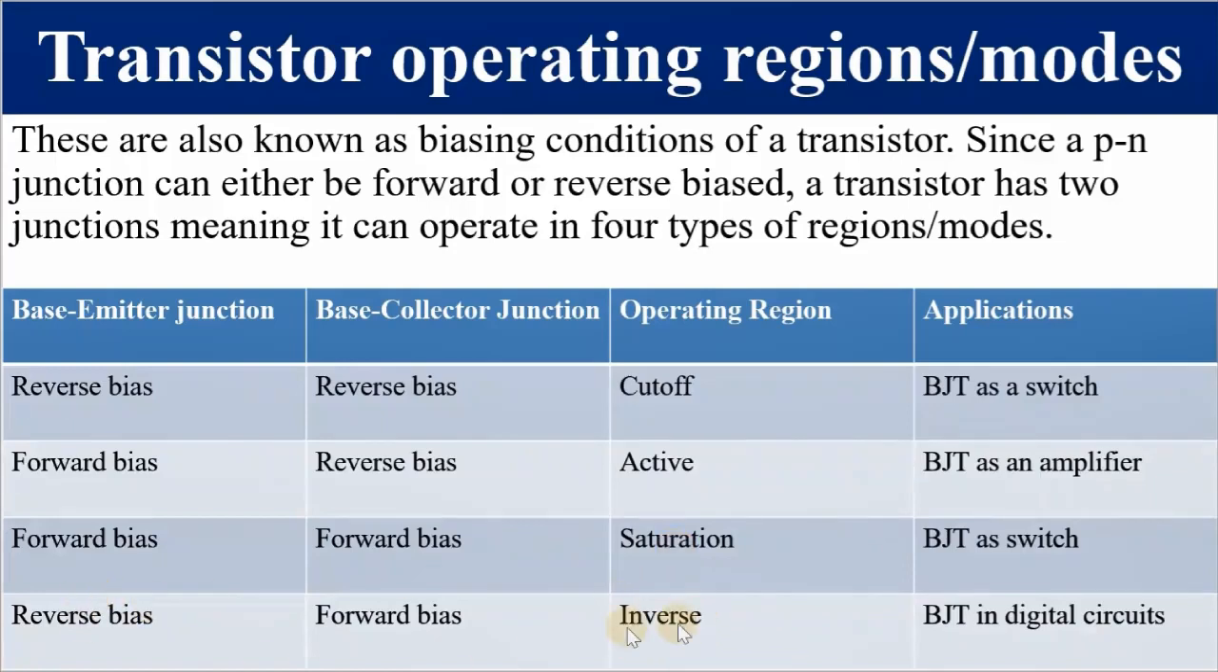Then there is the inverse region or inverse mode. We are not going to discuss it in detail, but it is used in digital circuits, and the emitter junction is reverse biased and the collector junction is forward biased. We are going to look at the connections of these in the coming slide. Let's go.